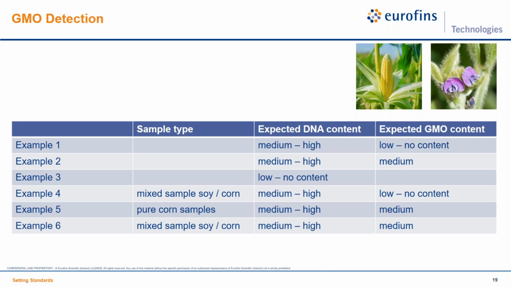So when you start to design a strategy, the aim should always be to end the GMO testing at a very early stage, ideally at the first step of the analytical strategy, and with as few assays as possible.